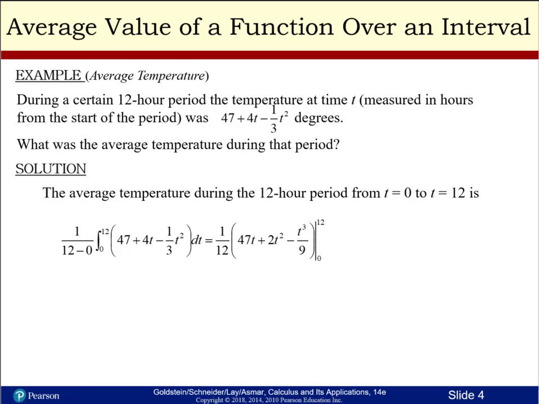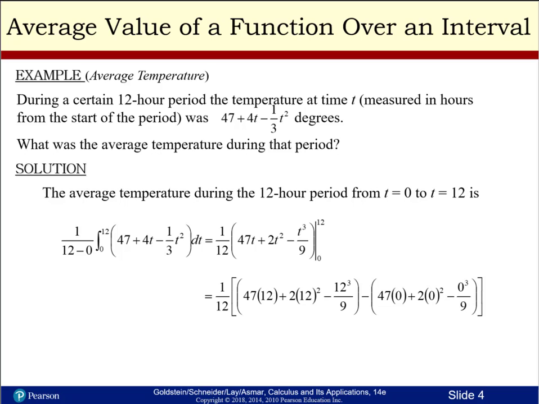We want the average value, so we'll do the 1 over b minus a, so that's 1 over 12 minus 0. And we're going to take that integral from 0 to 12. That's where it'll be evaluated from of our function. And we'll find that antiderivative, which is 47t plus 2t squared minus t cubed over 9. And then we'll just do our number crunching. We'll plug in our 12 and we'll plug in our 0, subtract those answers, and we will get 55 degrees is that average temperature.